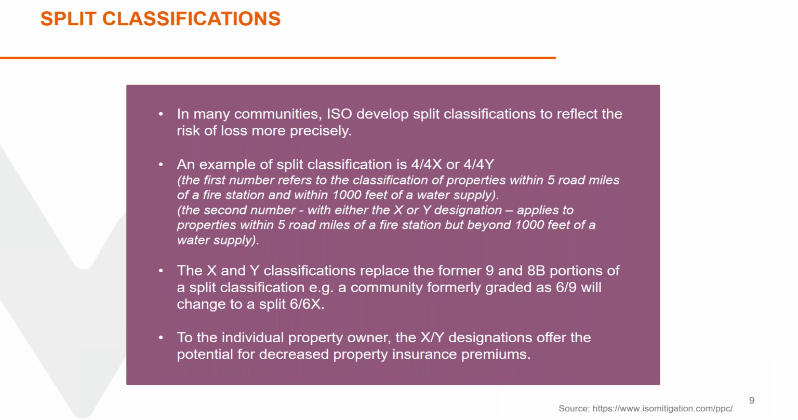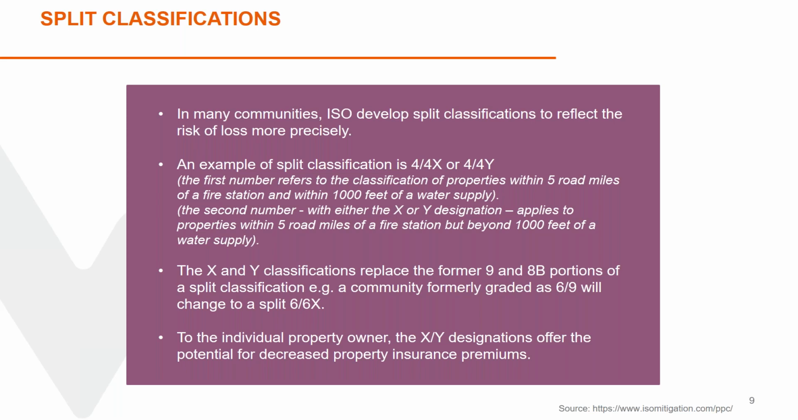So once again, on these split classes, used to be 6/9. Now you'll see 6/4X or 4Y. So part of what that's saying is part of the community is protected. It's a 4. But part of the community might be a 4X or a 4Y, which means that part of the community is unprotected.